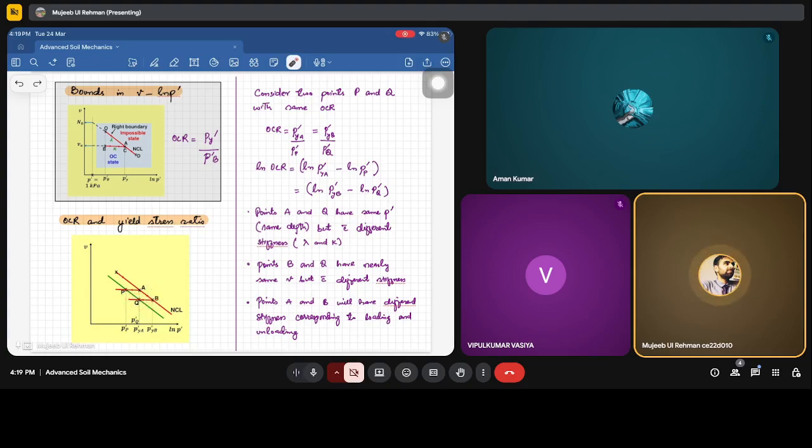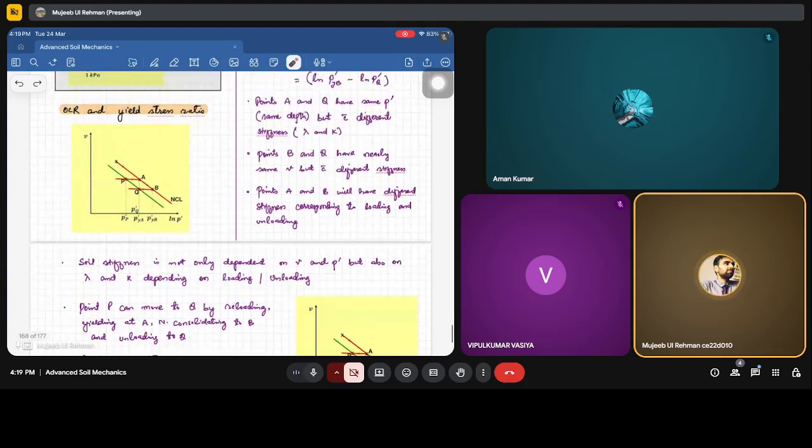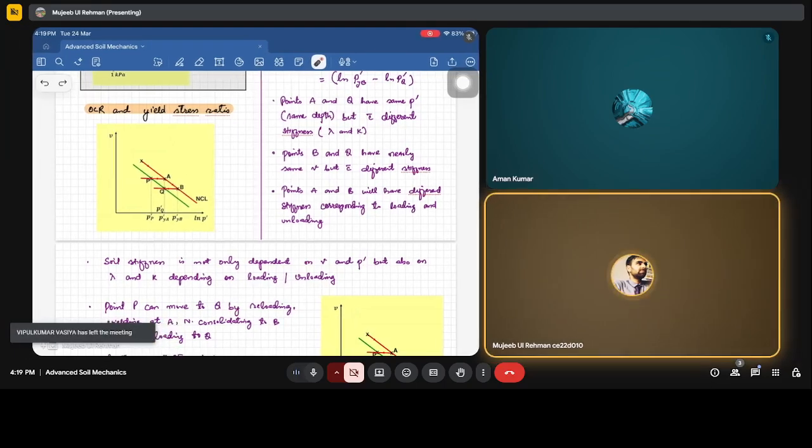Fine. Now, why is this important? It means that soil stiffness is not only dependent on the specific volume and the mean effective stress, but also on lambda or, sorry, kappa, depending on the loading and unloading conditions. So we can't say that based on the specific volume and P dash our soil stiffness is this, but it also depends upon how and how many times we are loading and unloading, which can affect the soil stiffnesses.